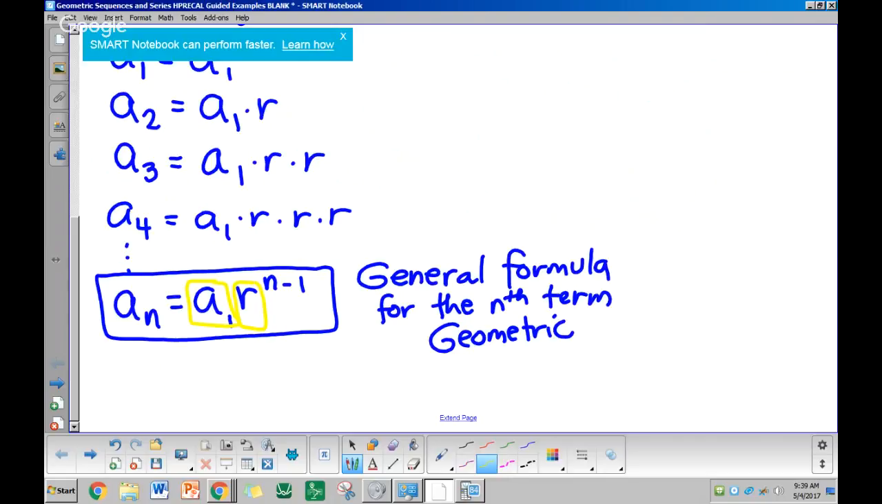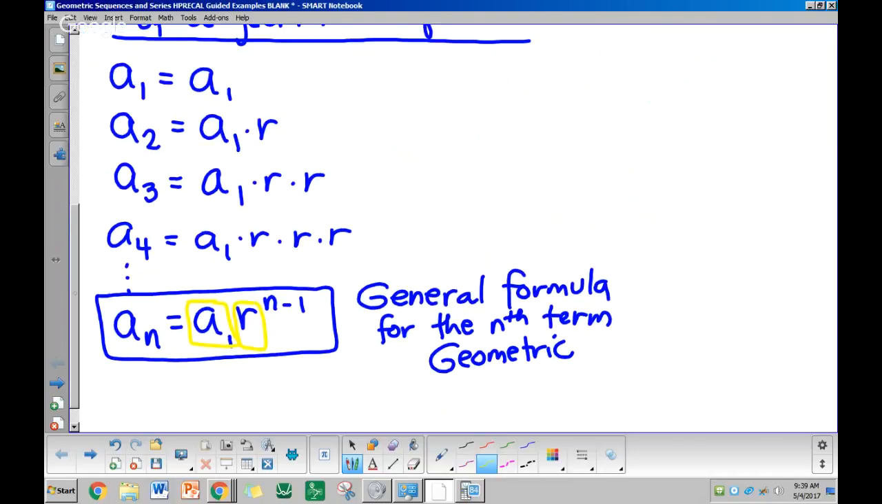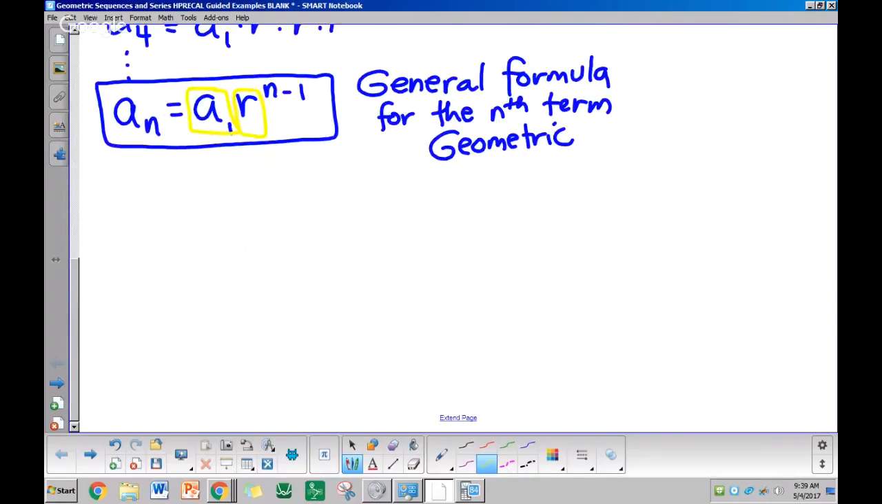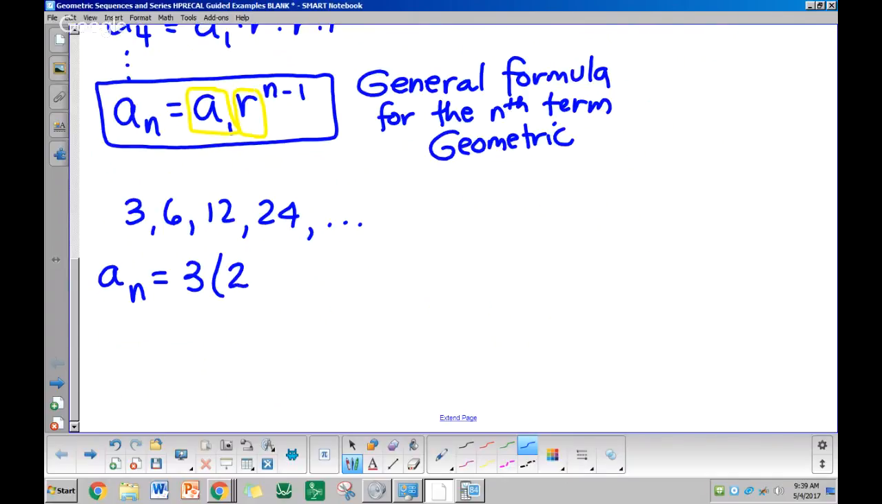All right, so let's figure out, using the sequence we have above, which was 3, 6, 12, 24, and so on, let's find the nth term for that sequence. Yep. So 3 times 2 to the n minus 1. 2 to the n minus 1, nice.